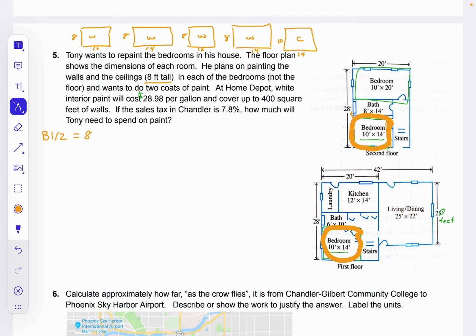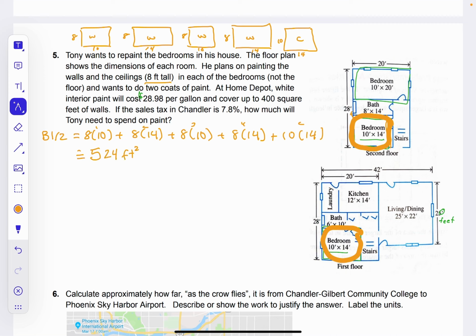So we have an 8 by 10 wall being added to an 8 by 14, being added to an 8 by 10, being added to an 8 by 14, being added to the ceiling, which is 10 by 14. So wall 1, 2, 3, 4, and then the ceiling. If I add all of those together, I would end up with 524 square feet of wall and ceiling space.